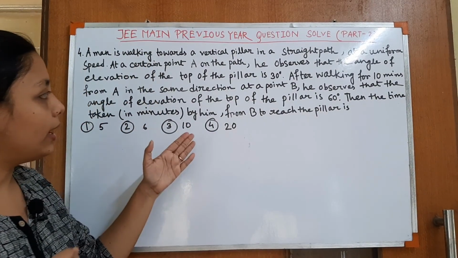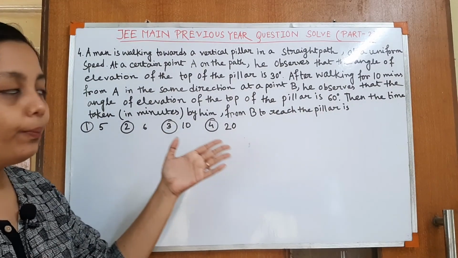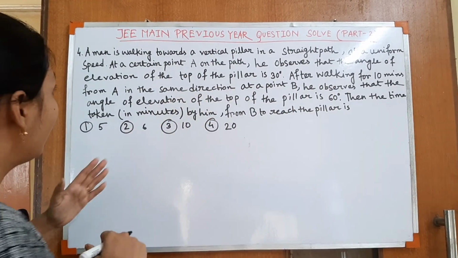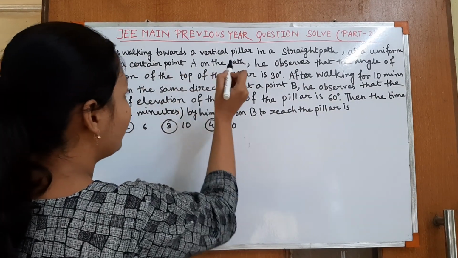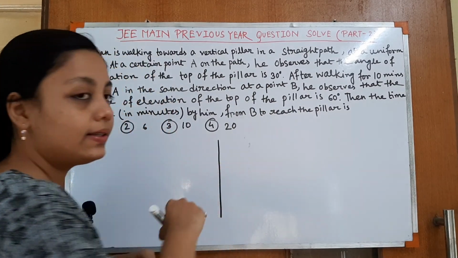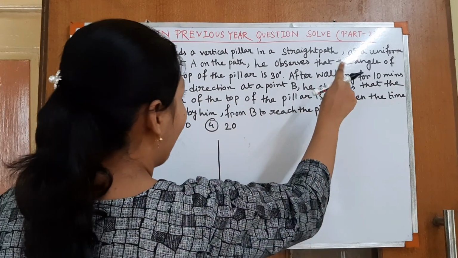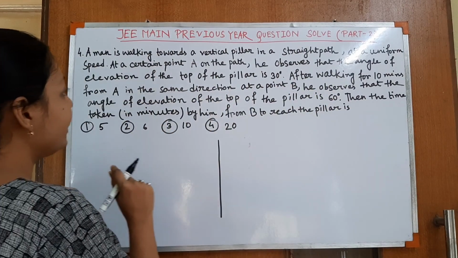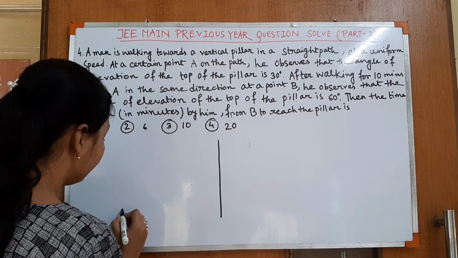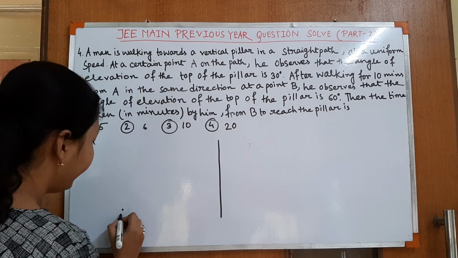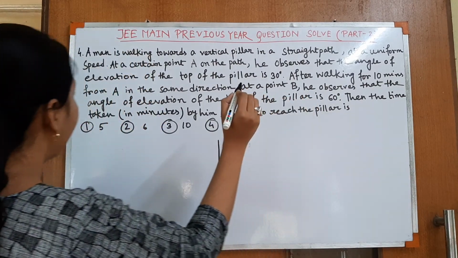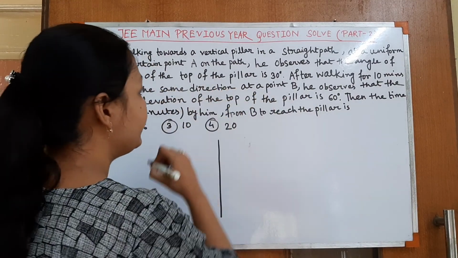This is the problem of height and distance. So first we have to draw a picture from this given instruction. A man is walking towards a vertical pillar. Here, this is a vertical pillar, okay, at a uniform speed. At a certain point A on the path, this is the path and a certain point A. In the path, this is a certain point A. He observed that the angle of elevation of the top of the pillar is 30 degrees.